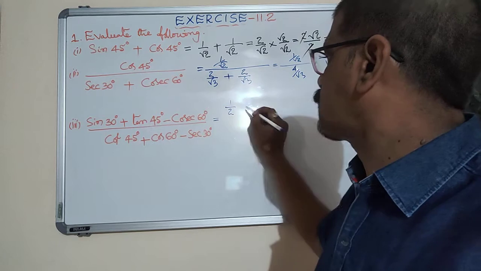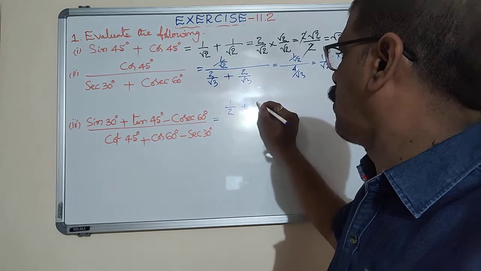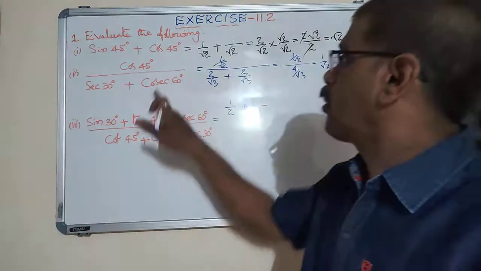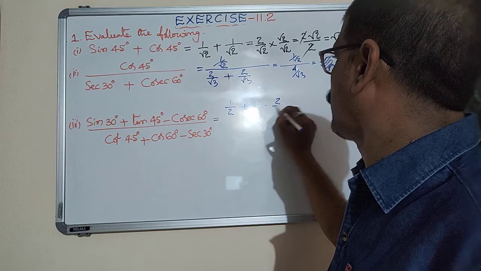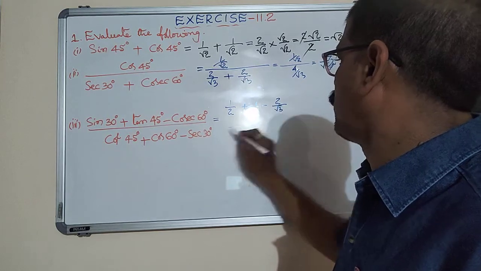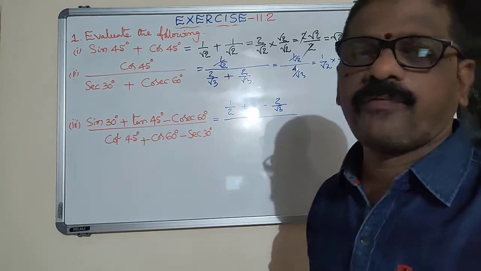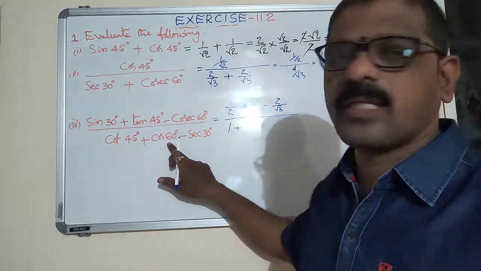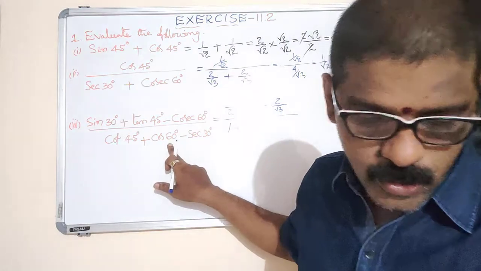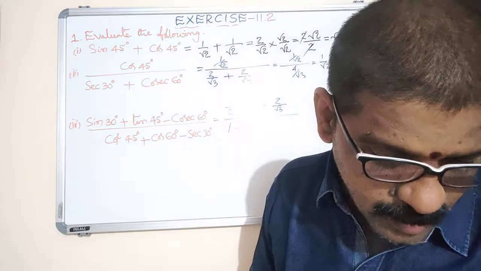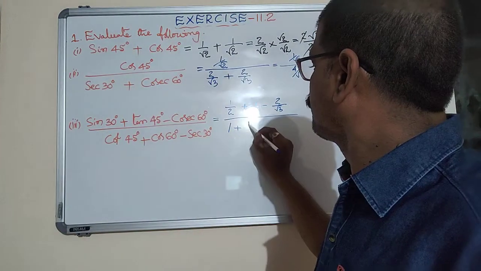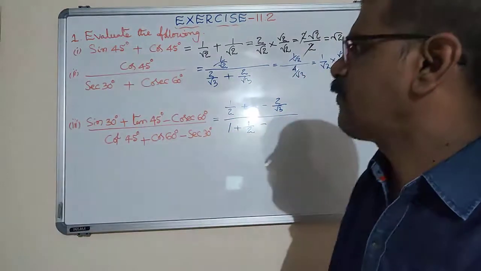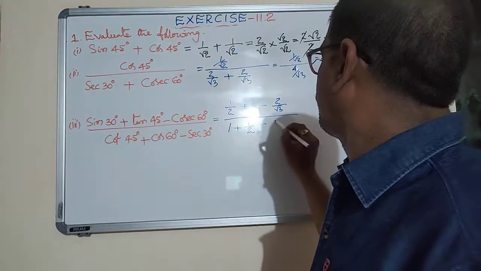1 by 2. The sign is plus, tan 45 is 1, minus cosecant 60, how much? Already we know that it is 2 by root 3, whole by cot 45 value is 1. So we can write 1 plus cos 60 value, how much? 1 by 2. Cos 60 value is 1 by 2, minus secant 30. What is the value of secant 30? 2 by root 3.